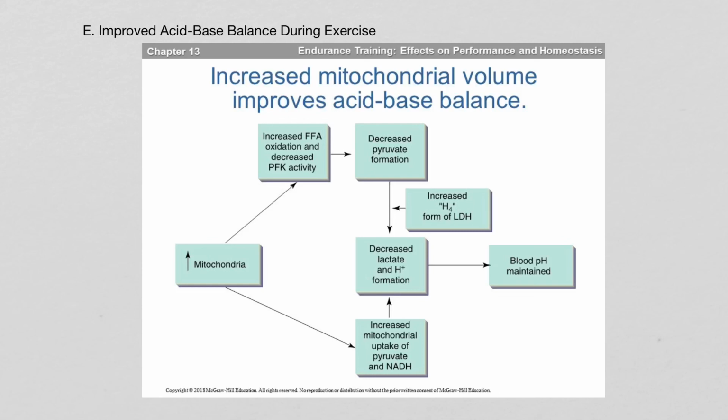So all of these adaptations, that is, increasing your free fatty acid oxidation, increasing your pyruvate and NADH oxidation, and increasing your H4 form of LDH, all have the effect of decreasing your lactate and H+ formation, which then will decrease your pH drop. So if we reduce all those, we will be able to maintain pH at a higher level.